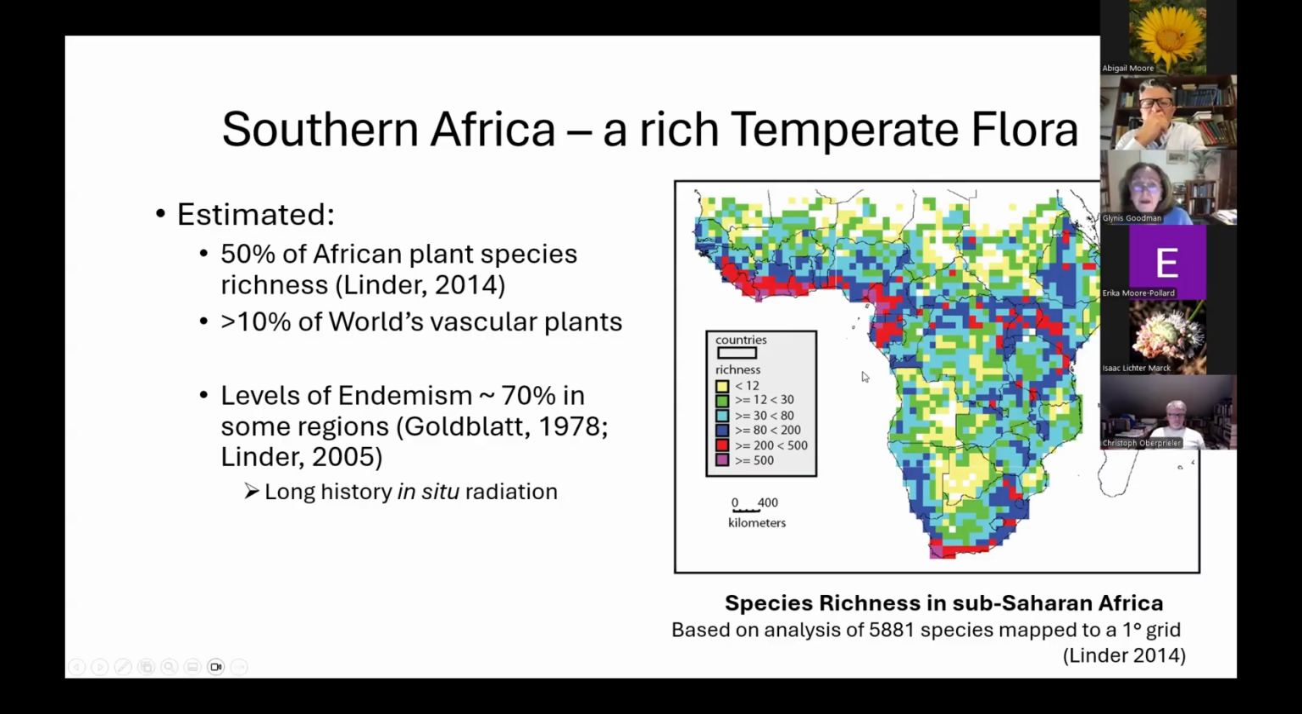Okay, great. This is a map that Peter Linder put together showing species richness in sub-Saharan Africa. What I want you to notice is that we've got the Cape Floristic Region down here in purple, with over 500 species per grid square. And then notice that much of the other species richness is along the margin of the subcontinent.